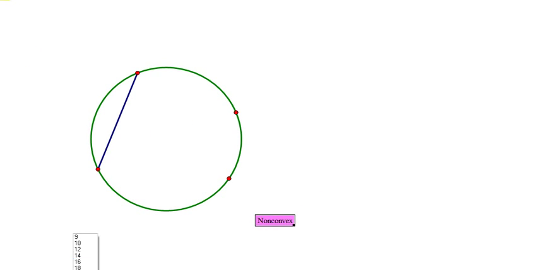That would be a non-convex set. Make that a little bit bigger so you can see it. Oh, well, maybe that didn't help. There we go. That's a non-convex set because that segment goes outside.